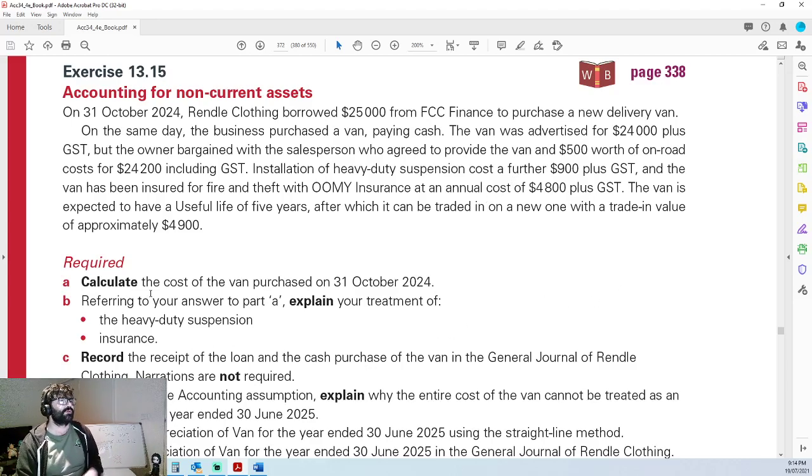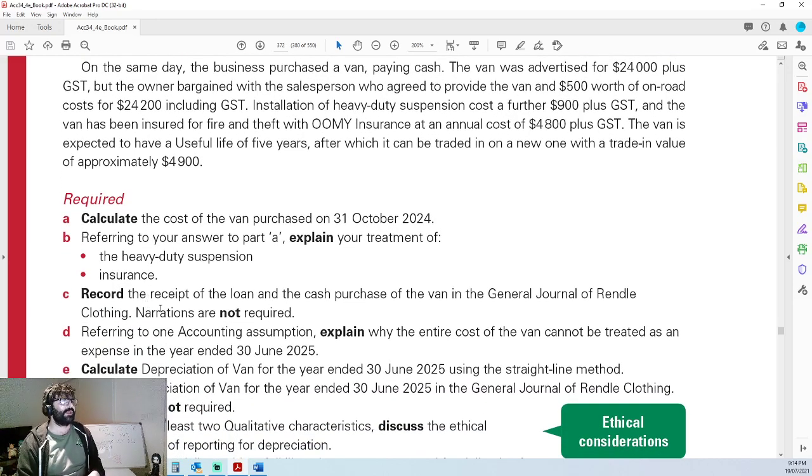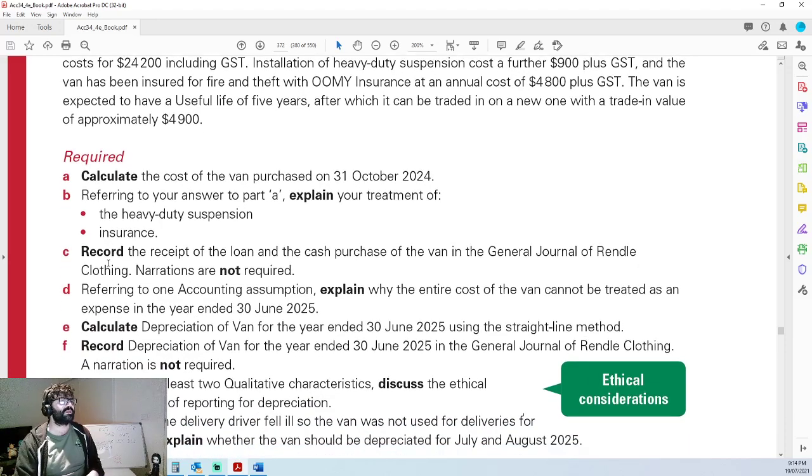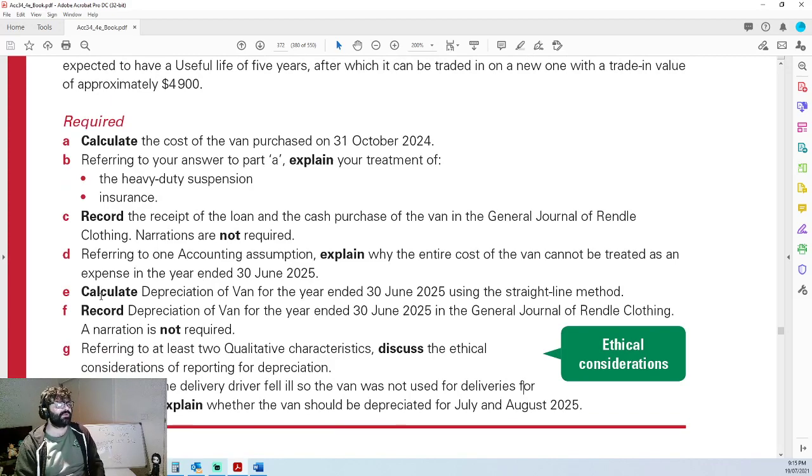In the interim, we've got A, calculate the cost of the van, B, how we're treating certain items, C, the receipt of the loan and the cash purchase of the van, no narrations required. D, we're going to refer to an accounting assumption and explain why the entire cost of the van cannot be treated as an expense on the spot. E, calculate depreciation for the year, straight line method. F, we're going to record the depreciation of the van in the general journal, still no narrations.